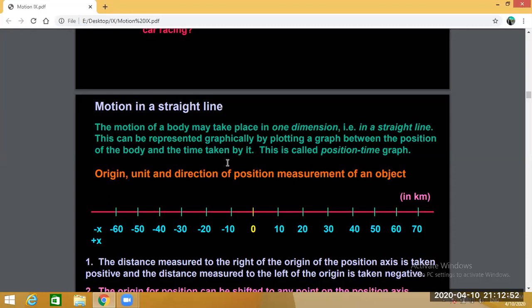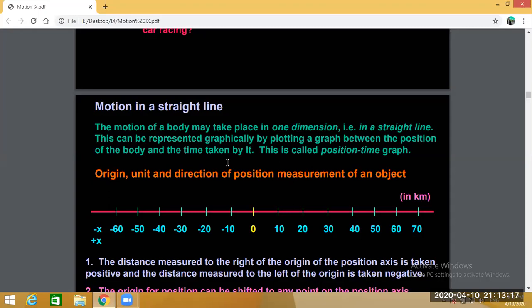A motion in a straight line, a motion of a body may take place in one dimension, that is along a straight line, and this can be represented graphically by plotting a graph between the position of the body and the time taken by it. And this is called position time graph.